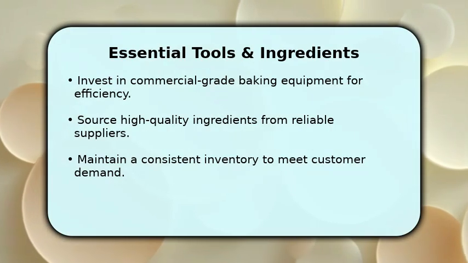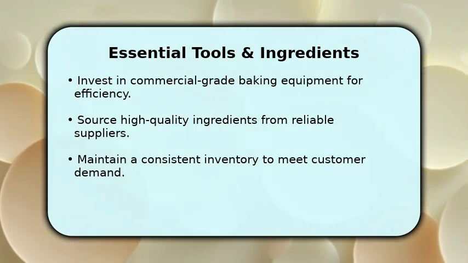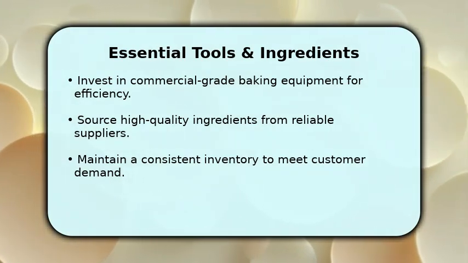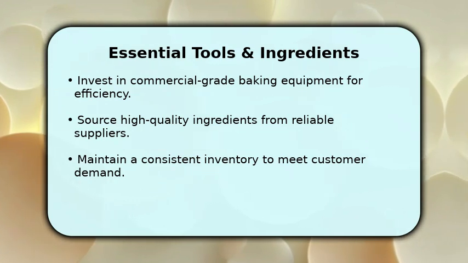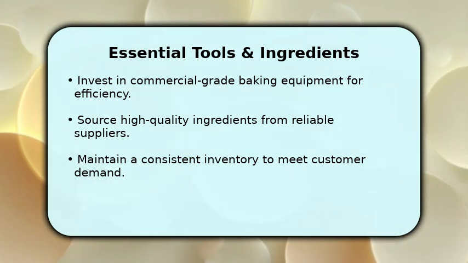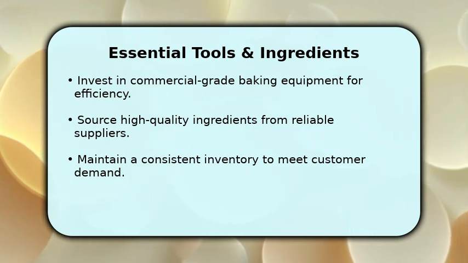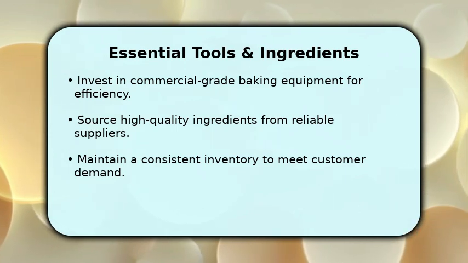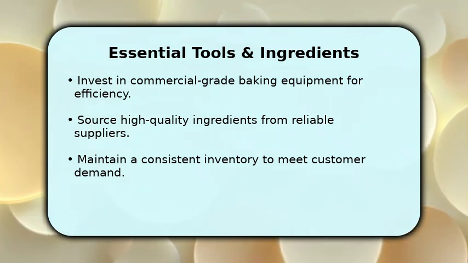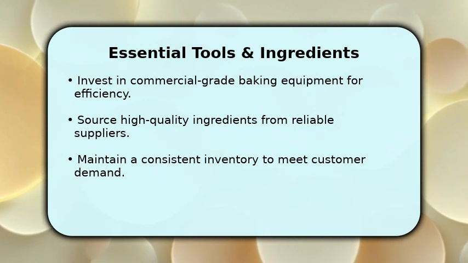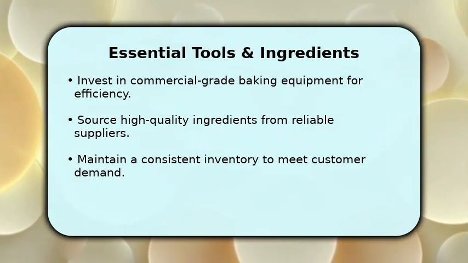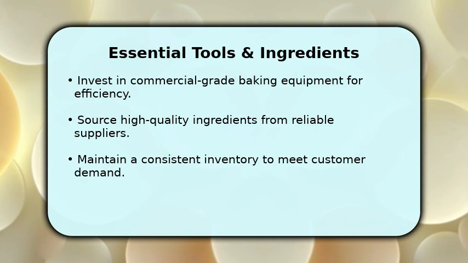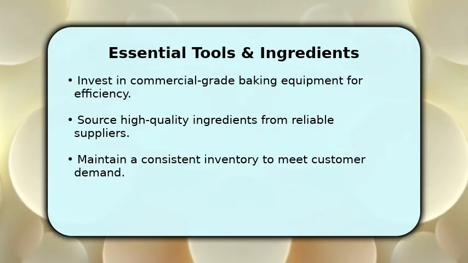To ensure success, invest in durable, commercial-grade baking equipment like large mixers and ovens. This will significantly improve your production efficiency and consistency. Always source high-quality ingredients from trusted suppliers to guarantee the best flavor and texture in every cookie. Maintaining a well-organized inventory helps you avoid running out of popular items and keeps your business running smoothly.